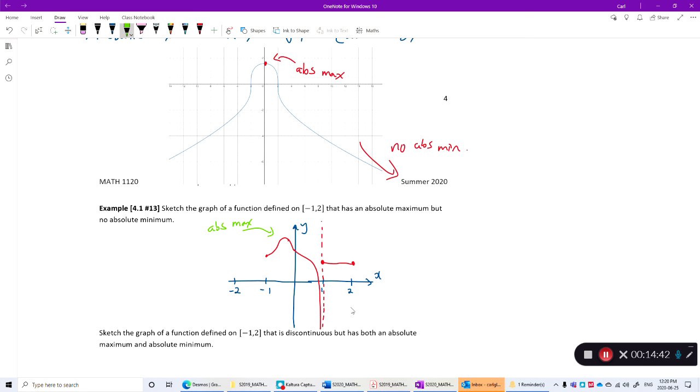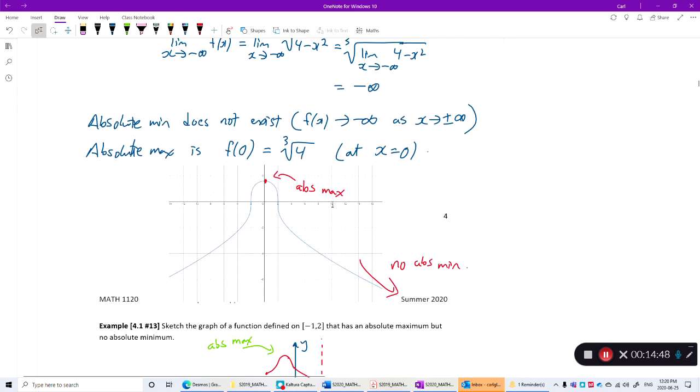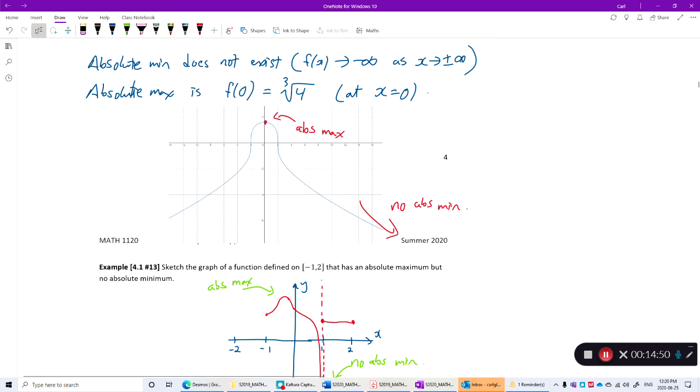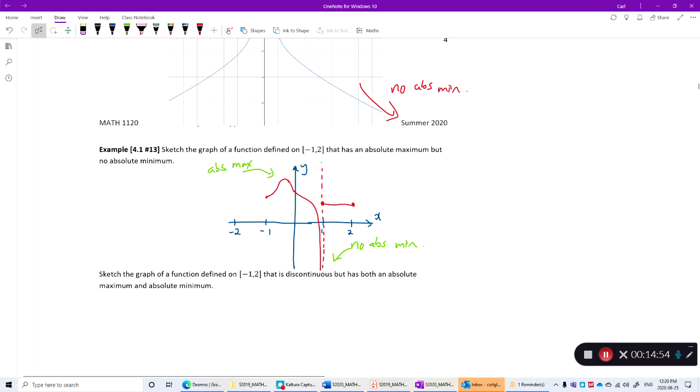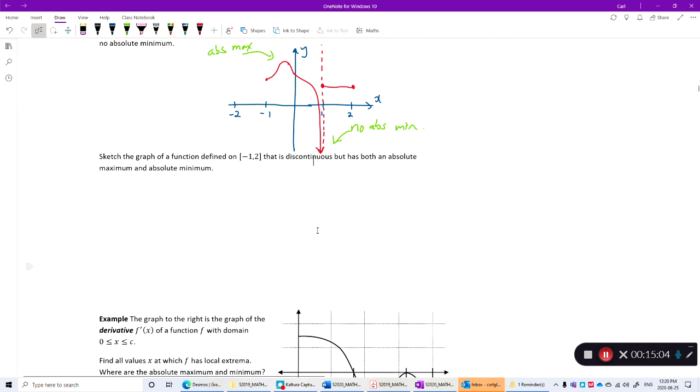but no absolute minimum. So that one's kind of like our previous example, except I didn't even need x to go to infinity. I can make it happen at a finite point here, like 1. So let me just make this slightly clearer. If I put an arrow there, it shows that it's going down forever. Okay, let's do another one.